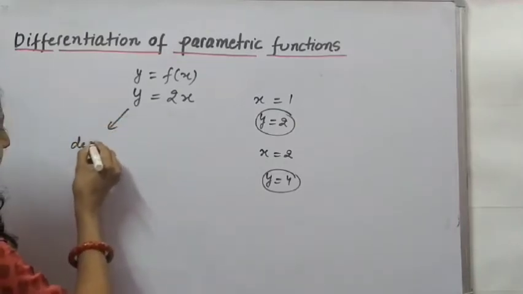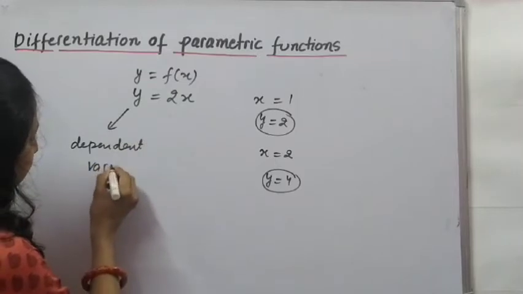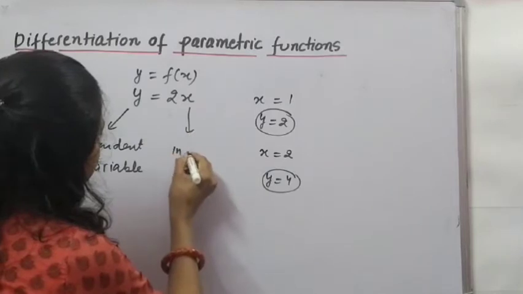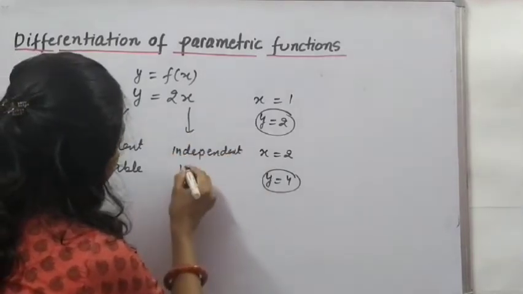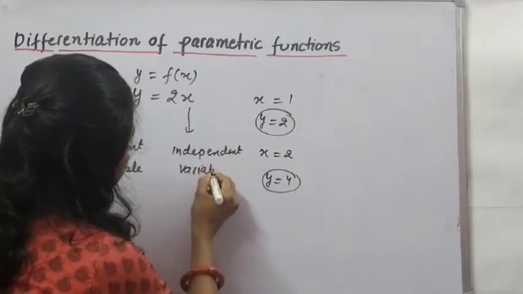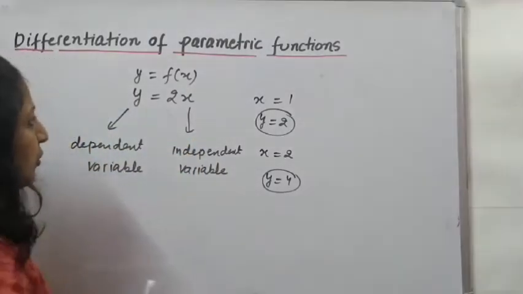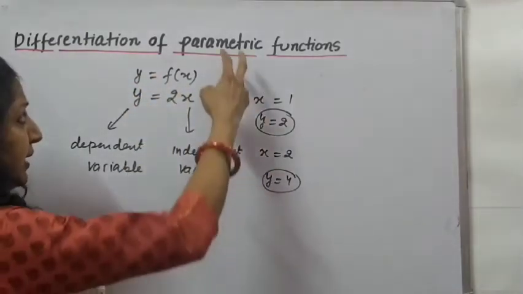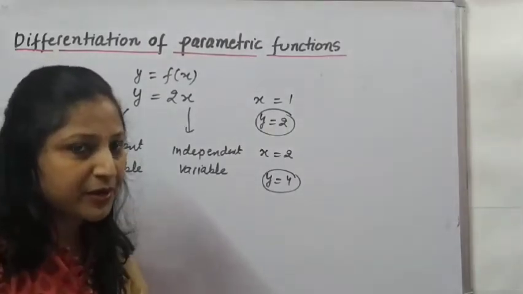So here y is the dependent variable and x is the independent variable, because the value of y depends upon x. So here y is a function of x only, right? But in case of parametric functions it will not happen. So what will happen in case of parametric functions?